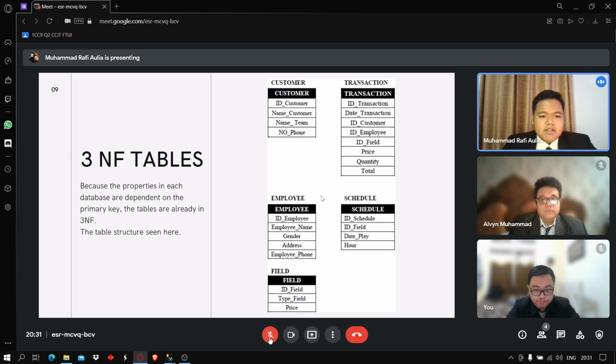And then there are also third NF tables. Because the properties in each table depend on the primary key, the tables are already in third NF. The table structure is seen here, such as customer, transaction, employee, schedule, field. It is the same as second and first: ID customer, name team, and number phone, etc.